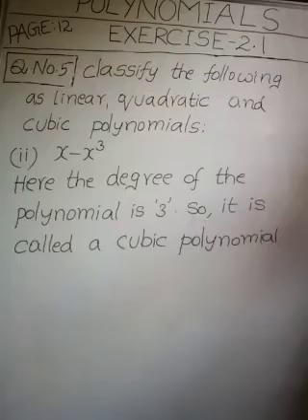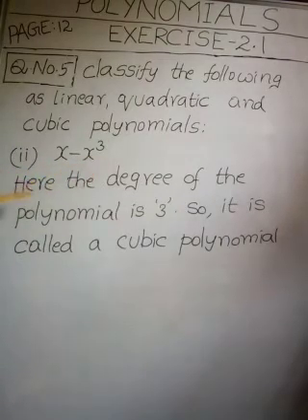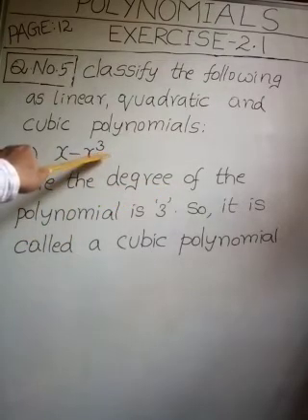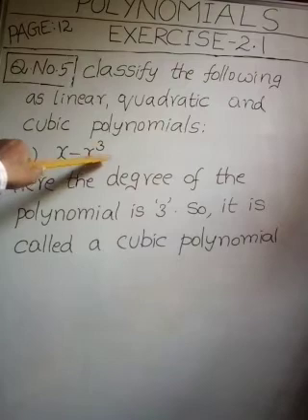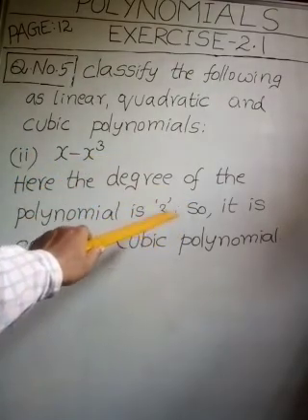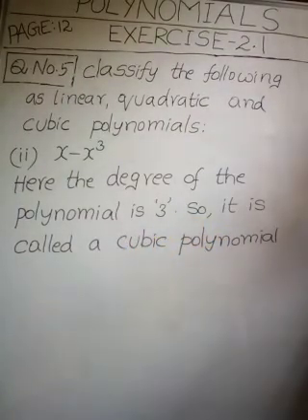Right. Now come to the next question. x minus x cube. This is the given polynomial. Then what is the degree of this polynomial? 3. The highest power of x is 3. Therefore, the degree of this polynomial is 3. So what is this polynomial called? A cubic polynomial. Is it clear, my dear children?